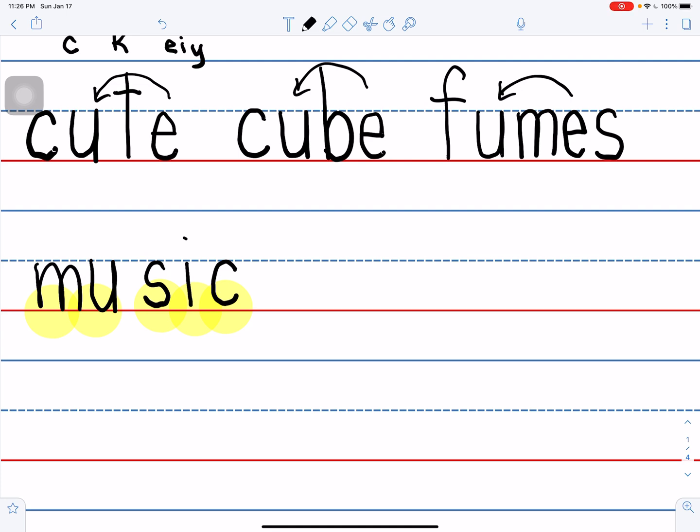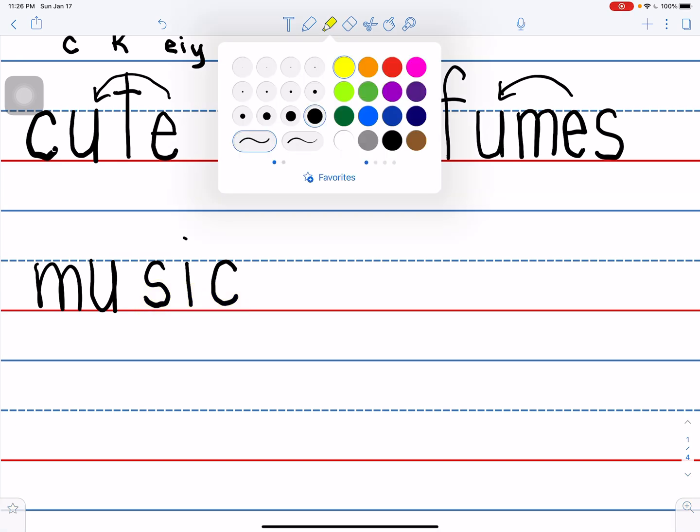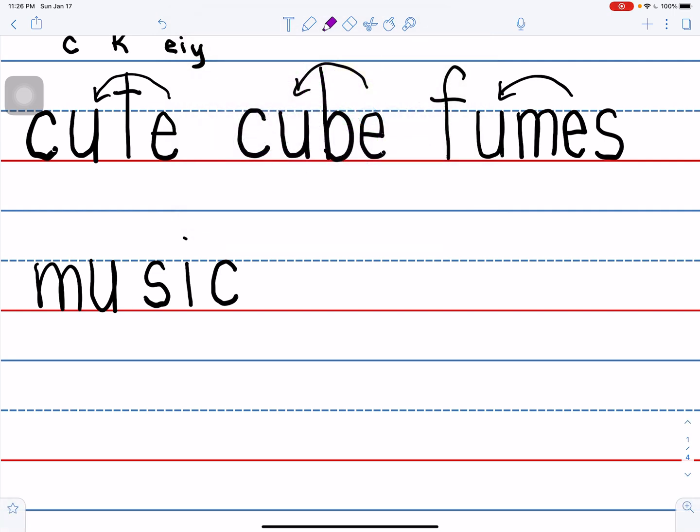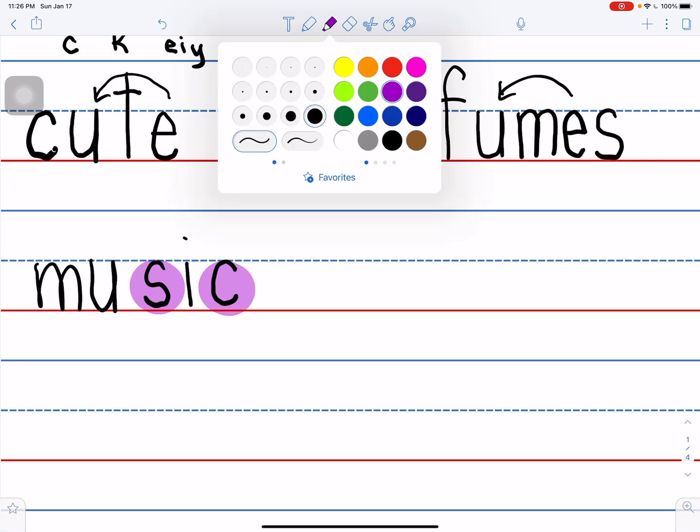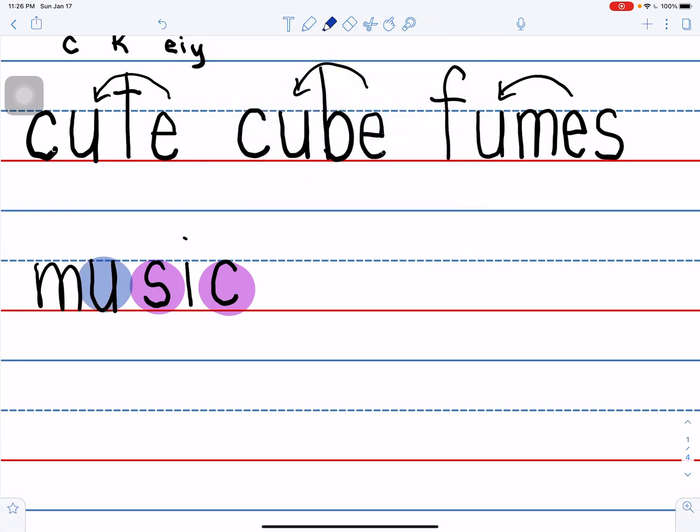So music, let's say the sounds again. Music. And this is saying z, and we're using just the C to spell the k sound. And here we've got the U saying U at the end of a syllable. Okay, so music. Next word, unit.